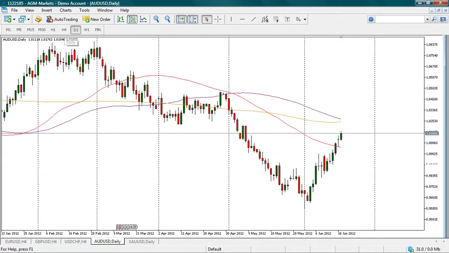In terms of a shorter term perspective, a lot of traders will keep an eye on this trend line here, but it looks like we're starting to break out of that now.